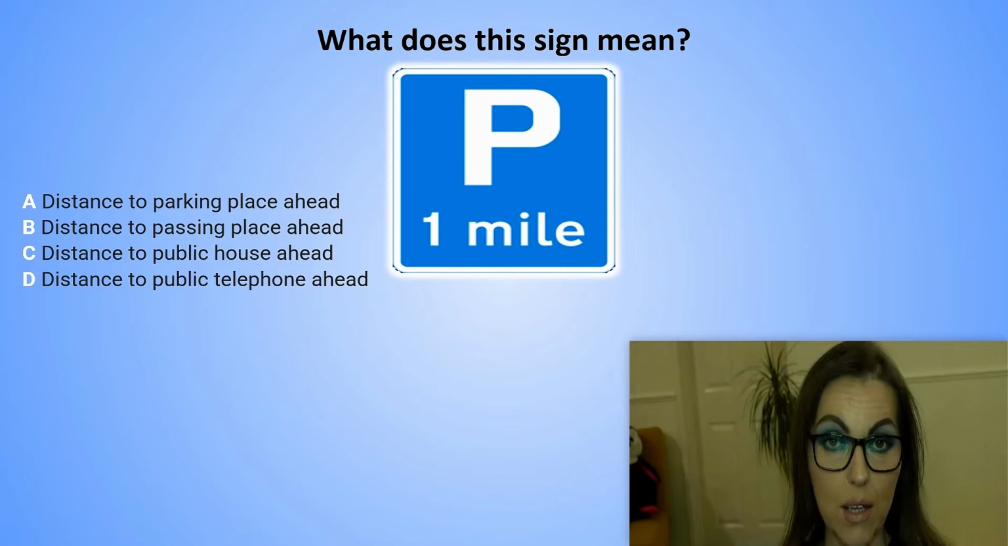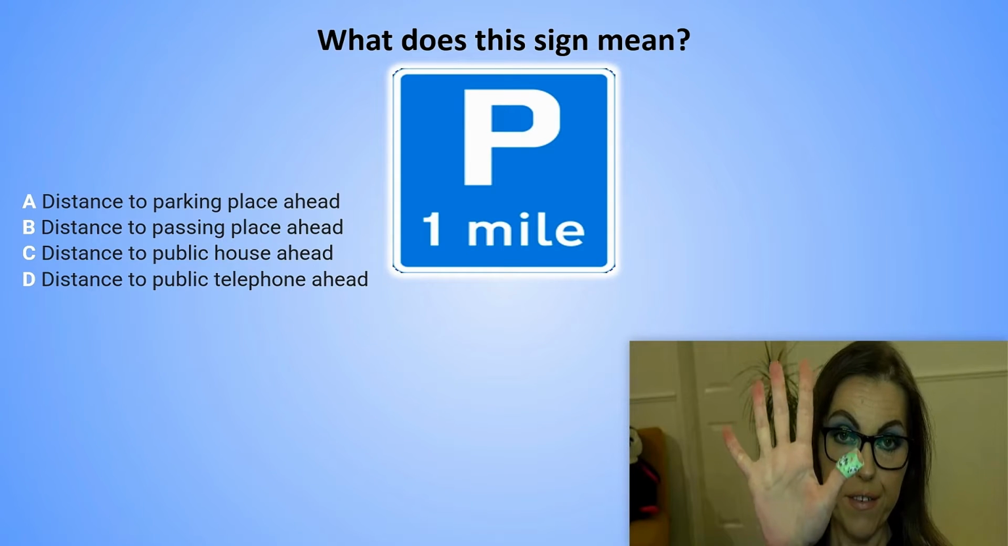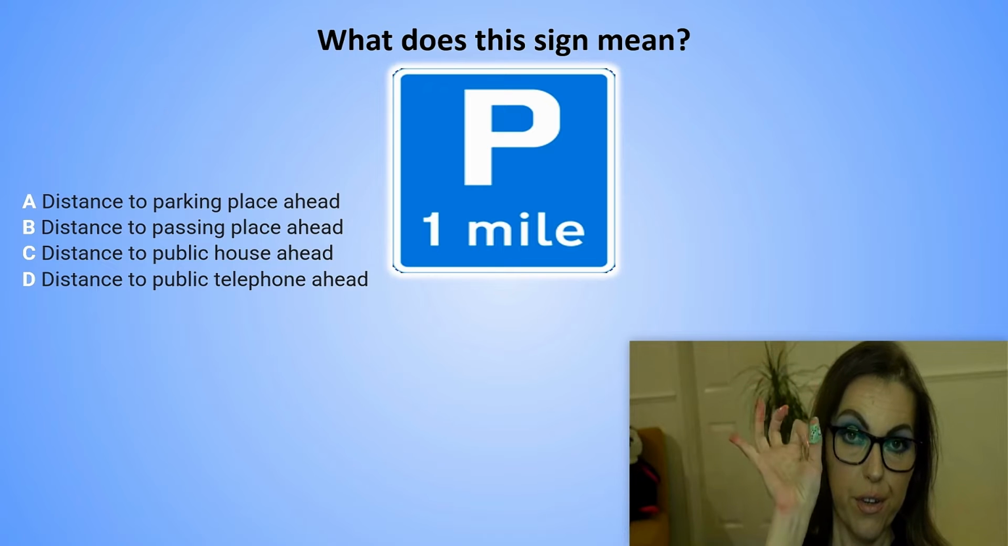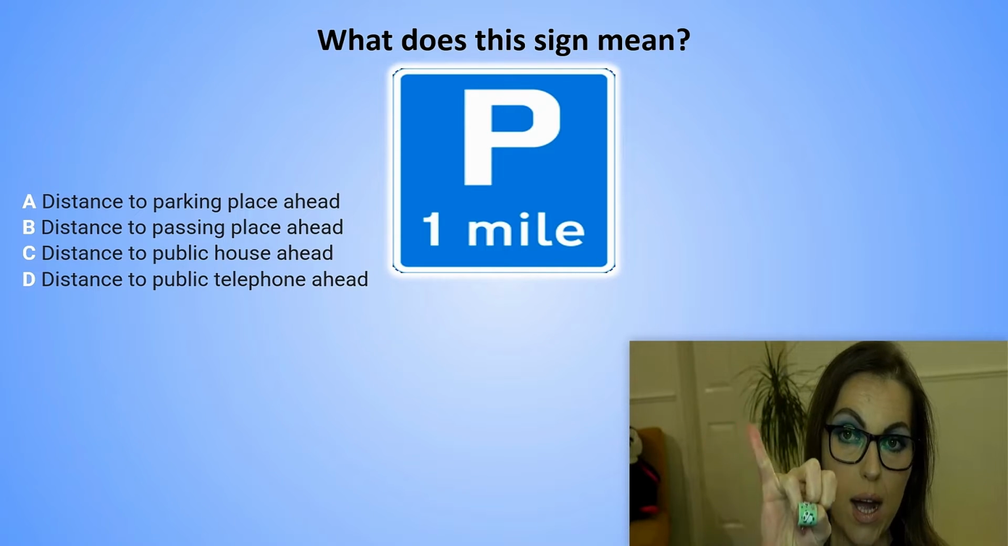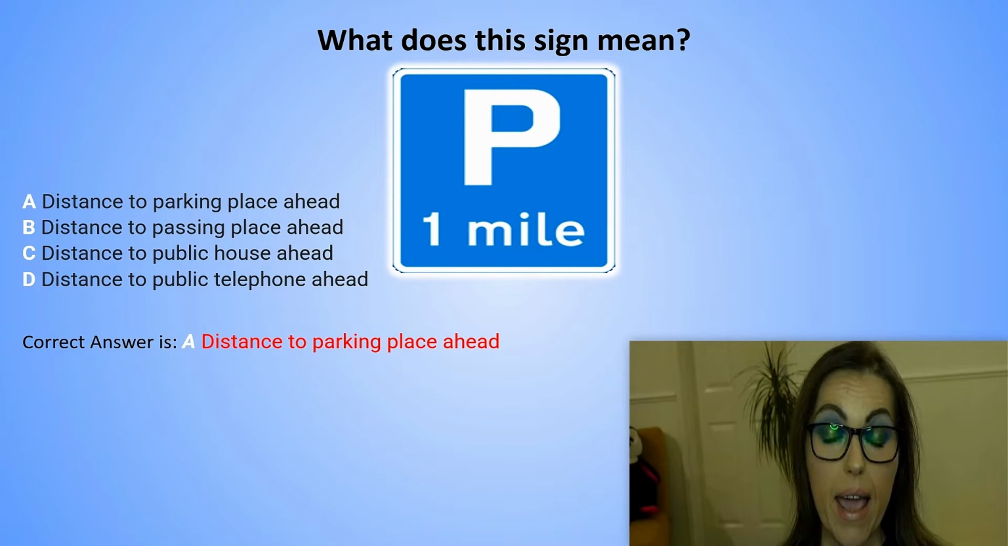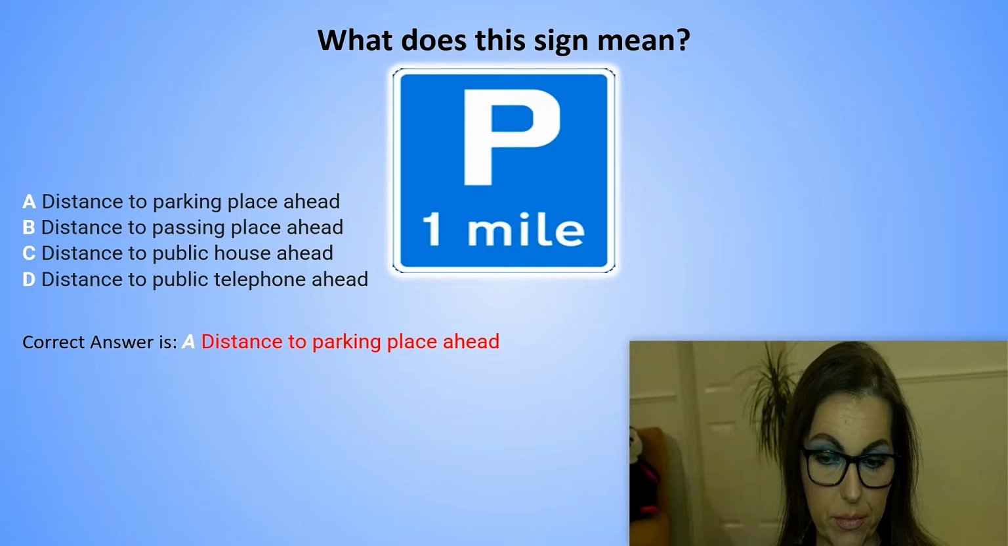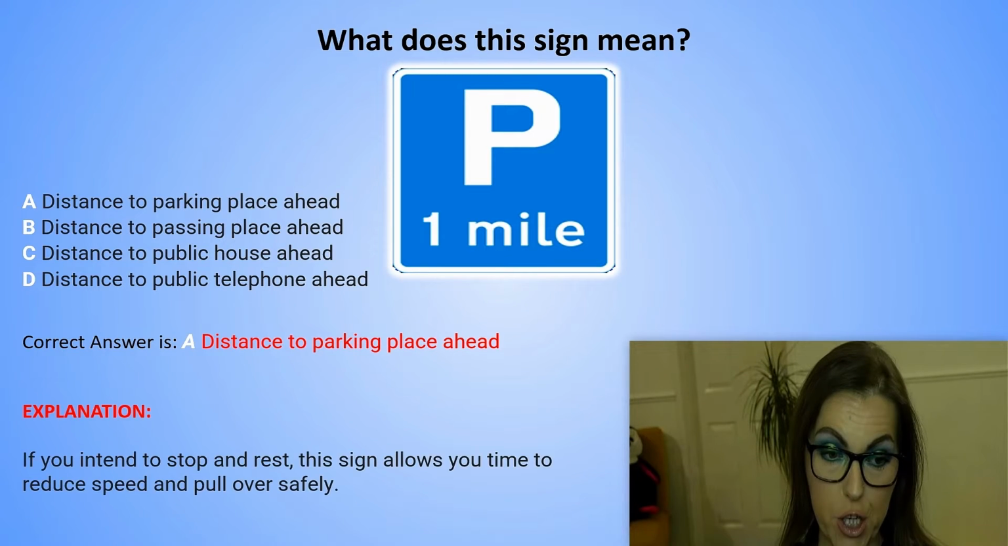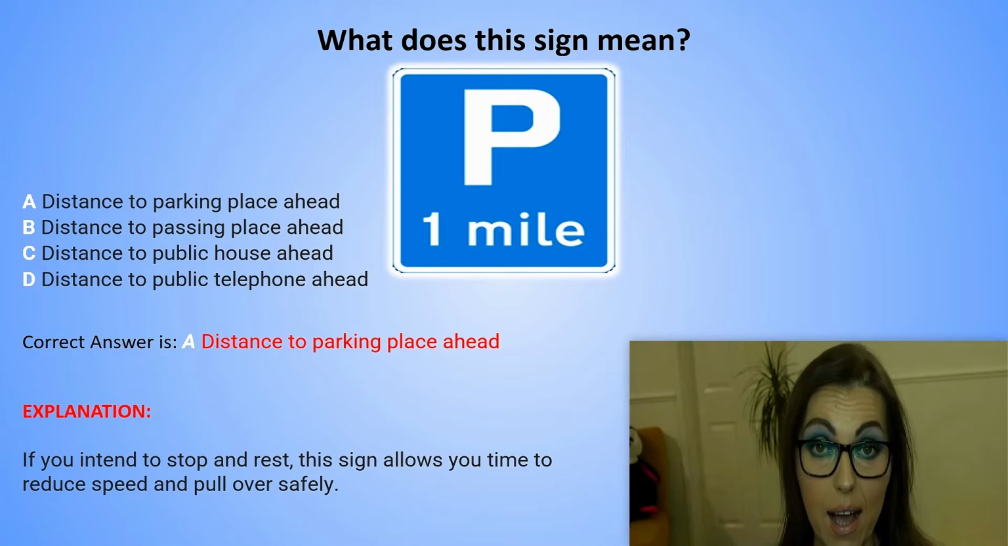Let's start the countdown. 5, 4, 3, 2, 1. The correct answer is A. Distance to parking place ahead. Explanation. If you intend to stop and rest, this sign allows you time to reduce speed and pull over safely.